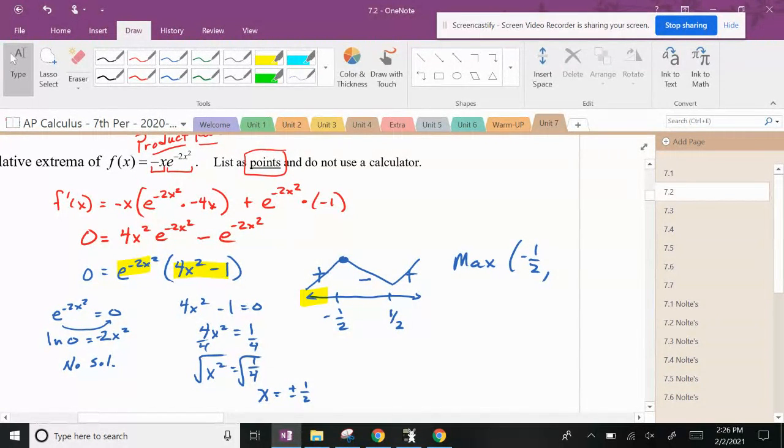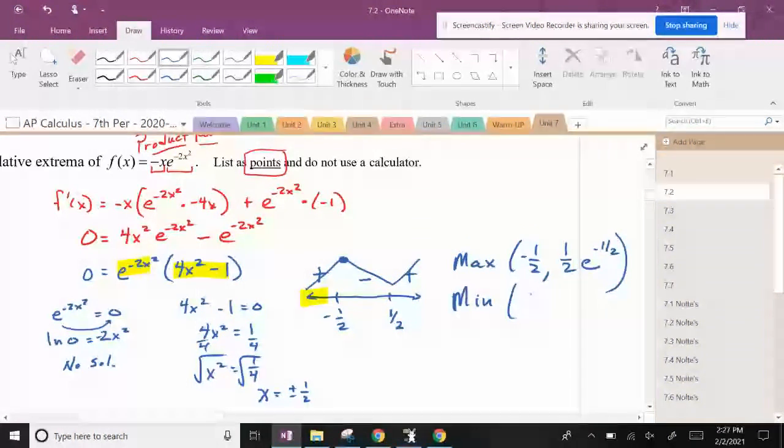So what do we have to do to find the corresponding y value? I'm just going to leave this like this. I'm going to be a little lazy here. If I plug in negative 1/2, we're going to have negative 1/2, which makes positive 1/2, e. And then if I plug negative 1/2 into the exponent, that's going to make 1/4 times 2, 1/2. We're just going to leave it like that for today. And so the min is going to be at the positive 1/2, and basically we get the same answer, but the negative version.